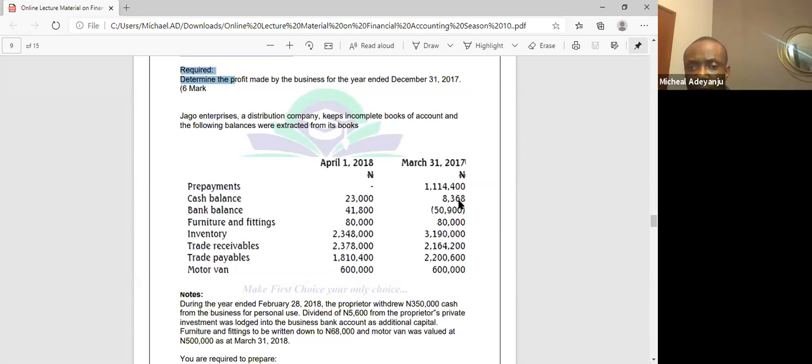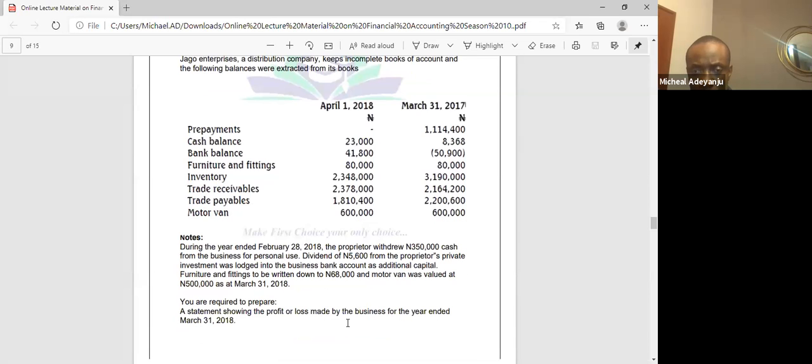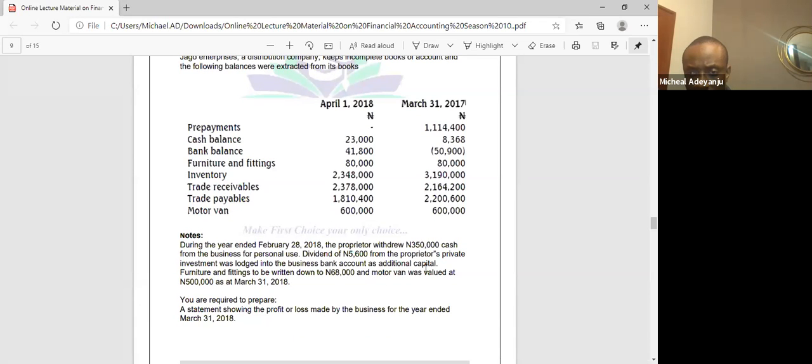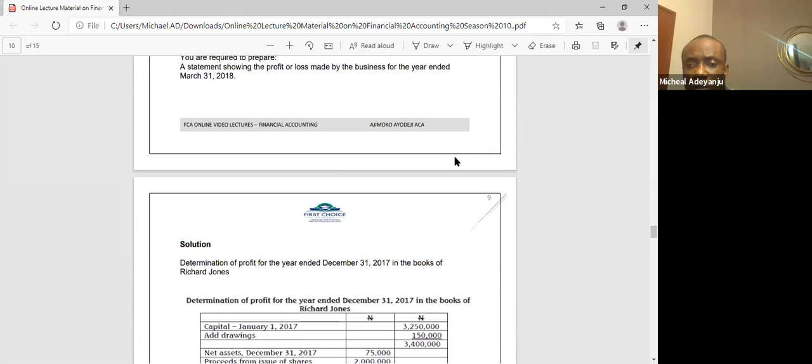So you have payments. Are we missing some item in this question? Dividend. Dividend was this from the proprietor, private investment was lodged into the, so you have bank balance. We have, okay.